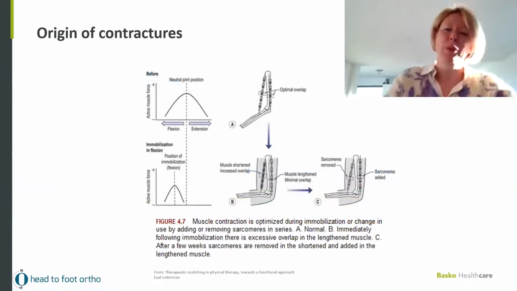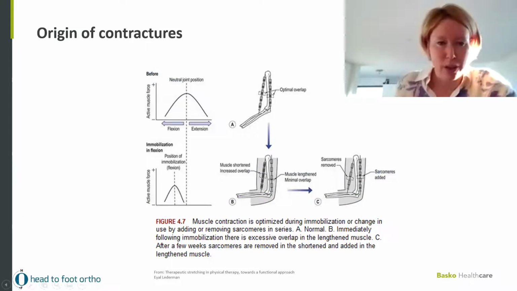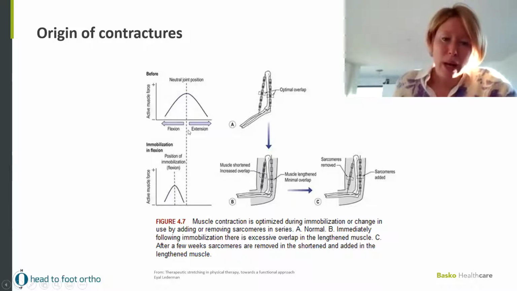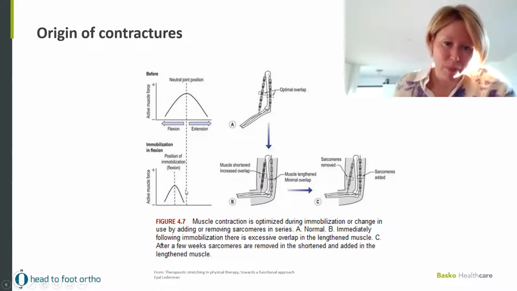This is a very beautiful schema. Here you can see on the little schema above that when you have a normal flexion and a normal extension, you have a certain length with an optimal overlap of those sarcomeres. When a position has been immobilized, the extension will not happen, so you have only flexion in this position.